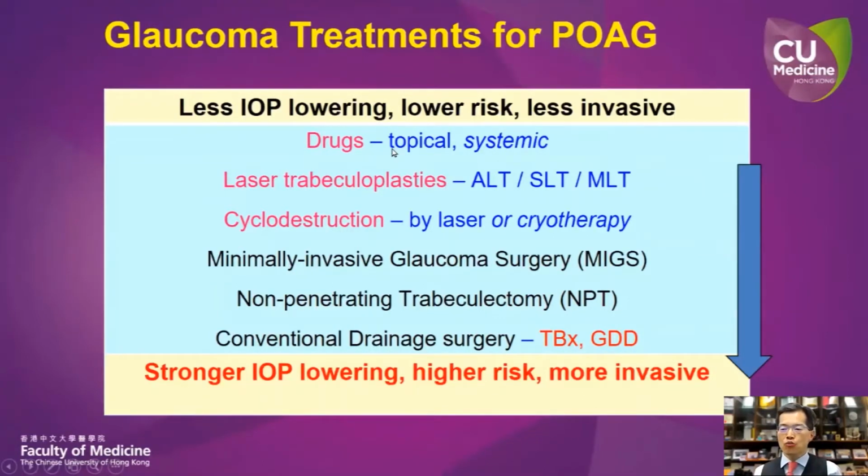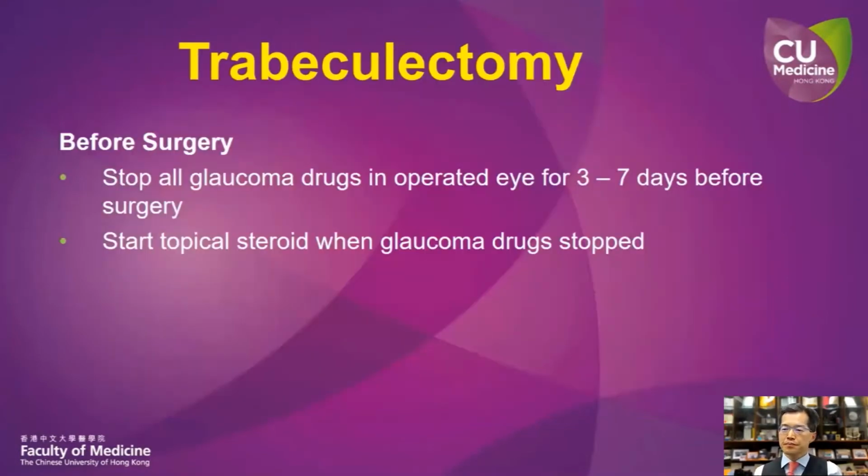So starting at the top, of course, we have drugs, and then we have trabeculoplasties and cyclodestructive procedures. Cyclodestructive procedures nowadays are more or less completely by laser, and in terms of IOP lowering and invasiveness, it is perhaps quite comparable to trabeculectomies. And then going further down, we have the mixed and then non-penetrating procedures, and finally the conventional filtration surgery such as trabeculectomy and also glaucoma drainage device implantation. So this sets the scene for what we're going to talk about today, trabeculectomy.